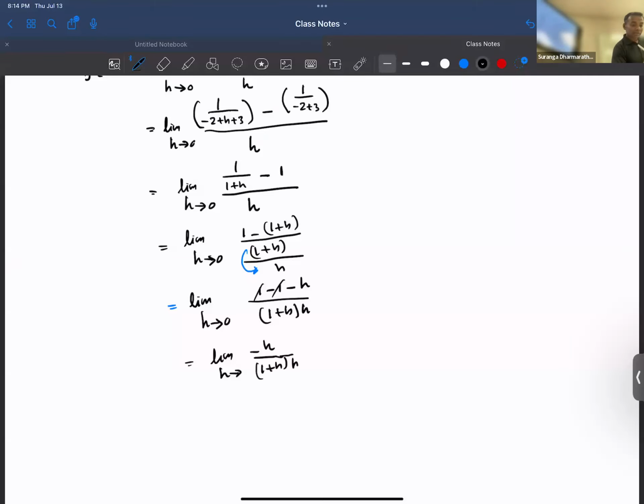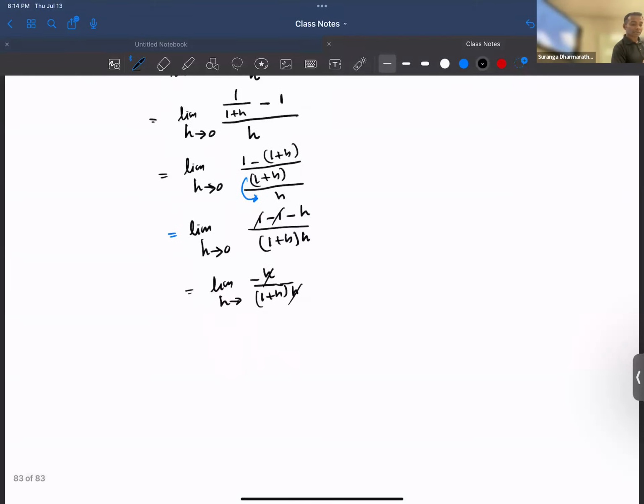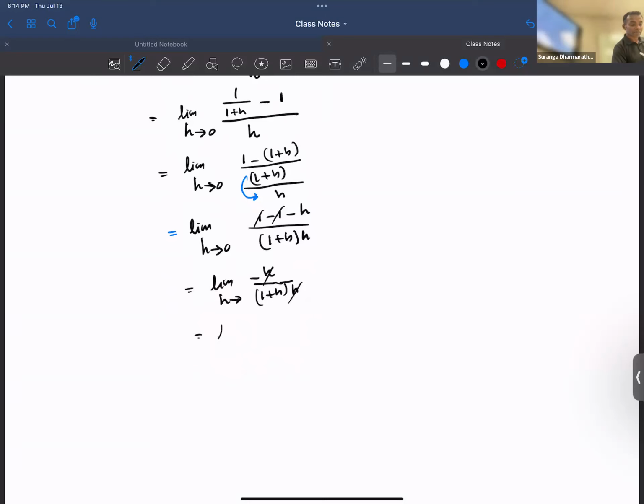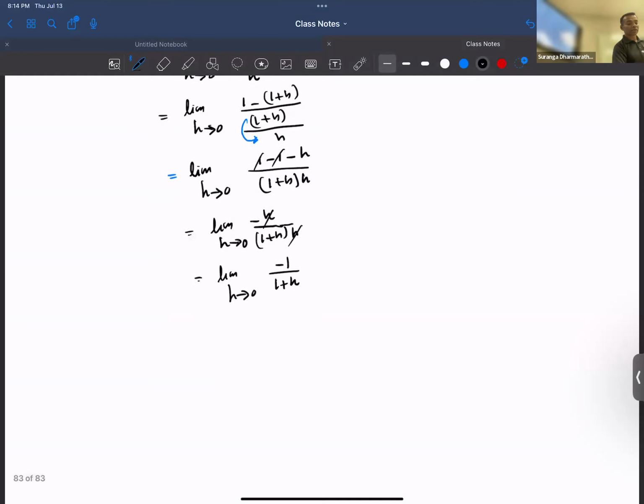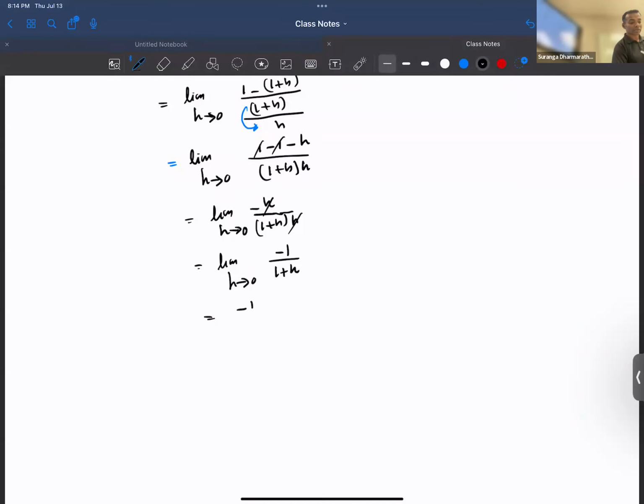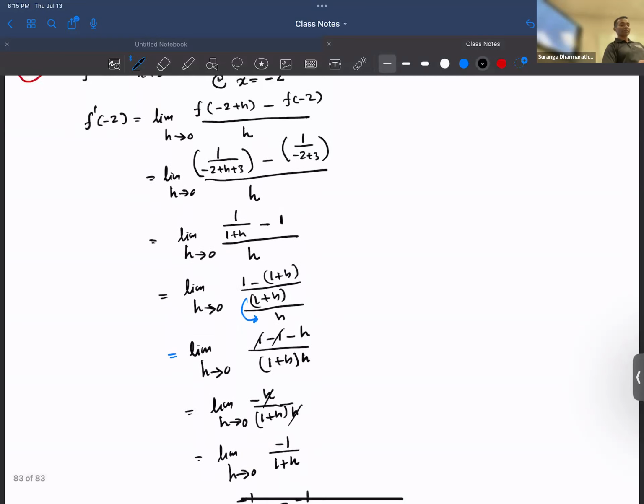And then you can cancel this to that. What do you have now? Limit h goes to 0, negative 1 divided by 1 plus h. Right? On the numerator, you have negative 1. On the denominator, you have 1 plus 0. What is the answer? Negative 1. Does that make sense? Now, once you have negative 1, you can find the equation of tangent line.